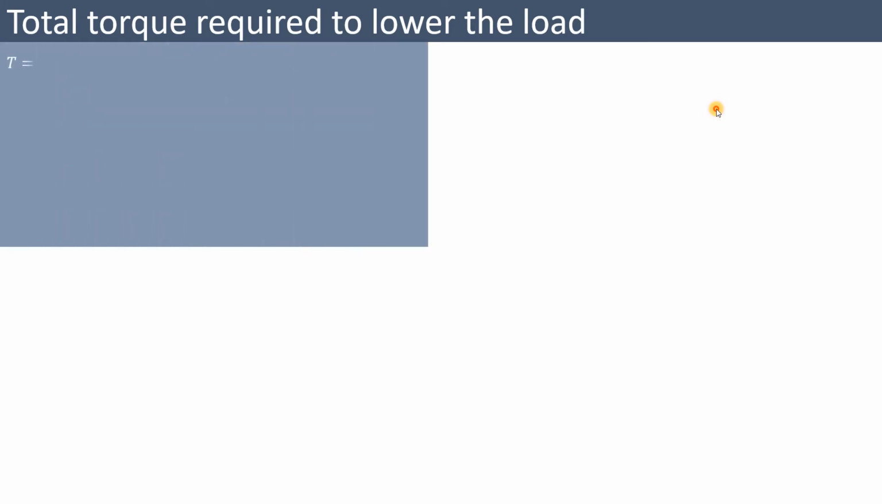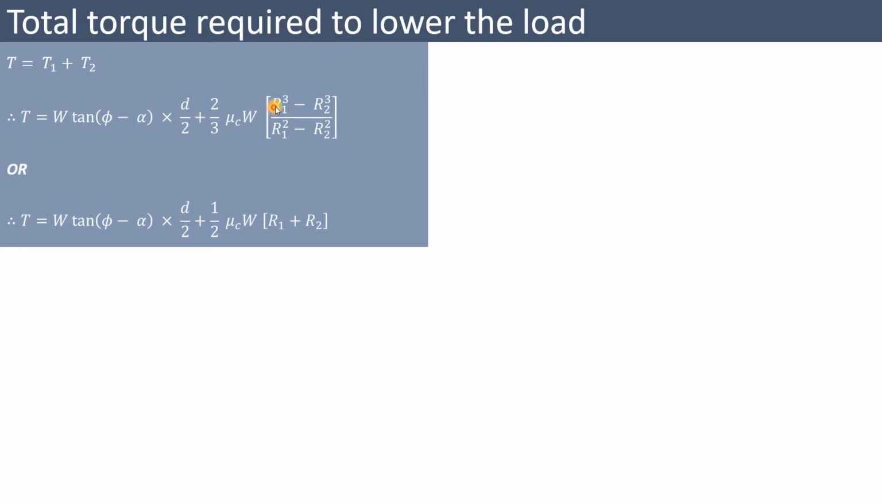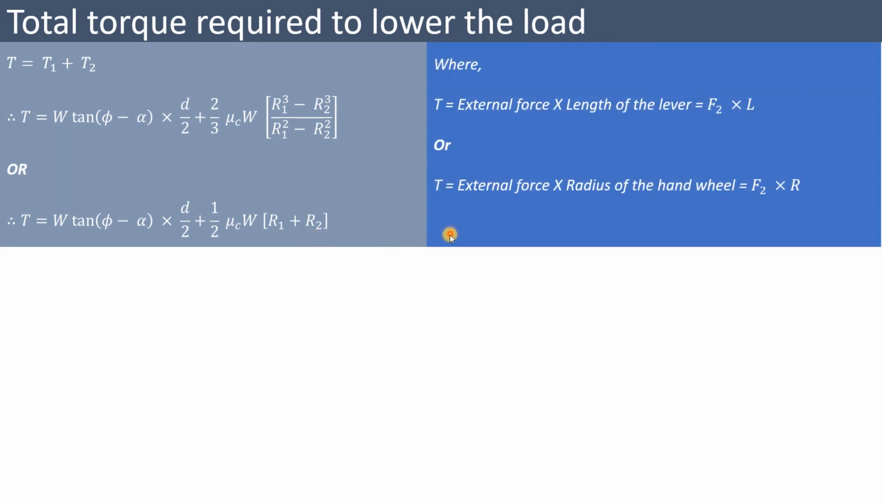Now similarly, you can write down the torque required to lower the load. Instead of plus sign, here it will be only minus. That is only the difference, otherwise rest of the part will remain the same. So if you consider uniform pressure theory, use this formula. If you consider uniform wear theory, use this formula. So we can say that the torque that we have obtained by some mechanical advantage is the external force that is applied by the hand, that is F2 into length of the lever, or if it is a hand wheel, then F2 into radius of the hand wheel. So in this way we can find out the total torque required to raise and lower the load in case of design of power screws.